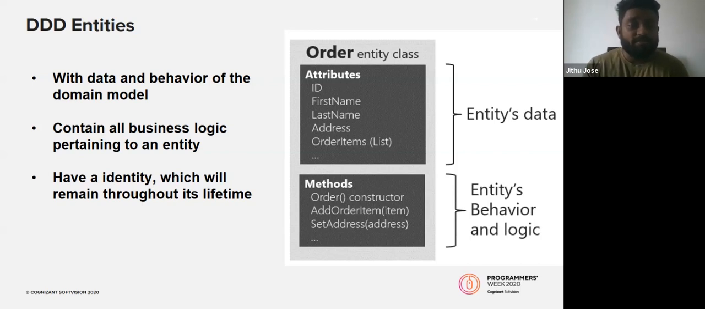And there will be certain business logic pertaining to this entity. That means any business logic that we need to perform before we create an order or delete an order, we have to add in the entity class. It should not go outside the entity class. And finally, this entity has an identity. So there should be an ID property. Using that ID property, we can access this entity, and it will be maintained throughout the lifetime of the application.